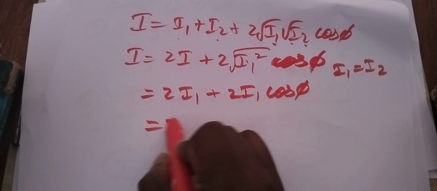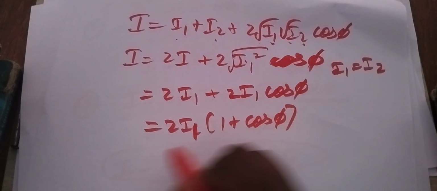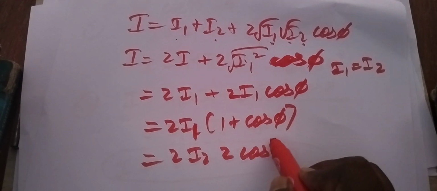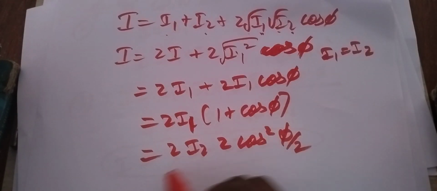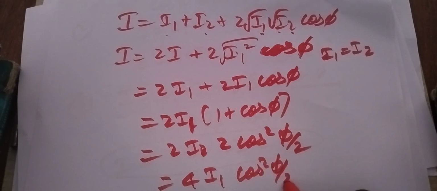So we'll have 2I1 common outside, and 1 plus cos phi inside. 1 plus cos phi we can write as 2 times cos square phi by 2. So we'll have 4 times I1 cos square phi by 2. This is the intensity formula.